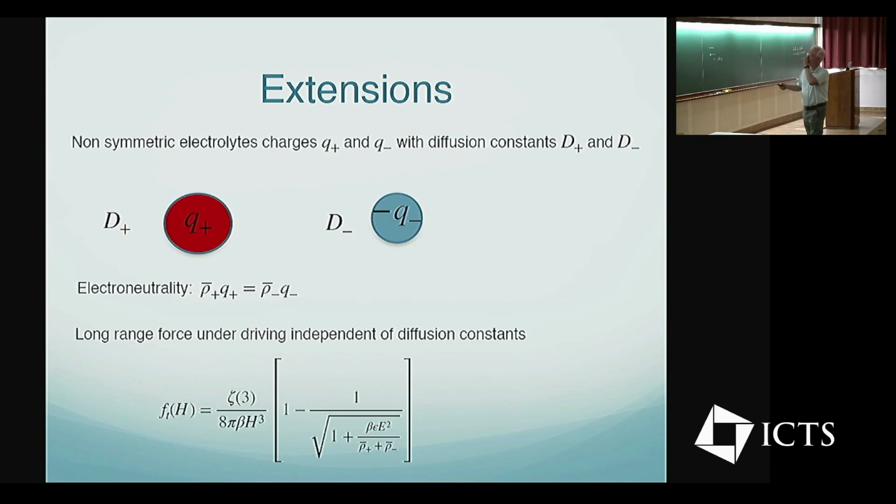I can also look at non-symmetric electrolytes with charges Q plus and Q minus. Overall, the system is electroneutral. The positives can have a diffusion constant D plus and charge Q plus, and D minus and Q minus for the negatives, and this is the formula that you find. The expressions are incredibly complicated, but for some reason this long range component is very simple. The screened component will depend on D plus and D minus. So you will see the effect of non-equilibrium, but this is an indication that the general argument, that you have an effective decoupling and so an effective static theory, is confirmed.